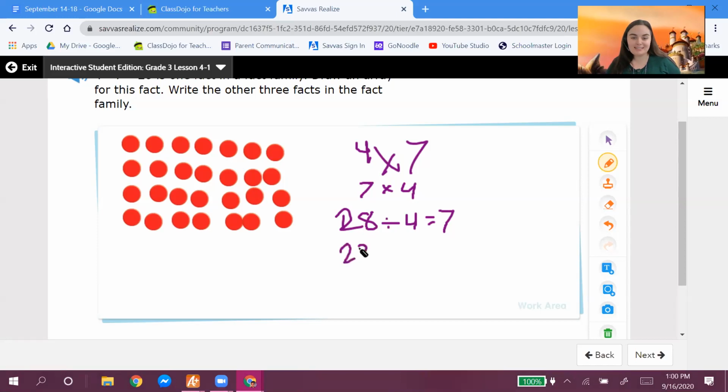So 28 is our total pieces, right? Now we're going to have to divide it by what? You're right. We have to divide it by 7, right? Because now we're dividing by how many in each row equals how many rows? There are 4 of them. So 28 divided by 7 equals 4. And again, you can multiply 4 and 7 back together to get 28 to double check your answer. All right, let's go ahead and move on.